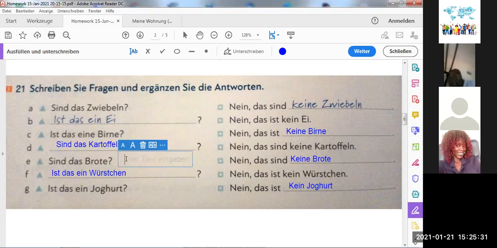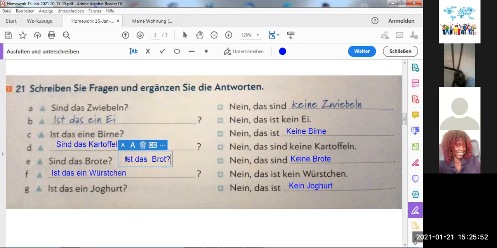Let me just write something. Even the question is going to be, because if you remove Brot, it just becomes bread. It's singular, so sind also is going to go out. We are going to write: Ist das.